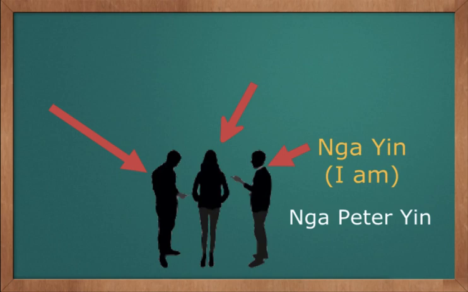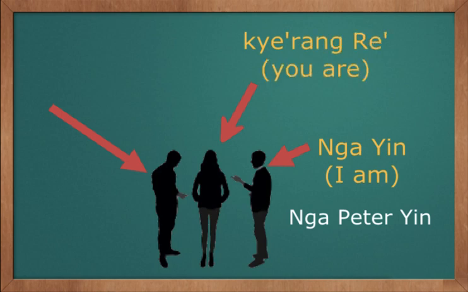For the second personal pronoun, we use the linking verb re. So when you say you are Peter, that is in Tibetan, kerang Peter re.